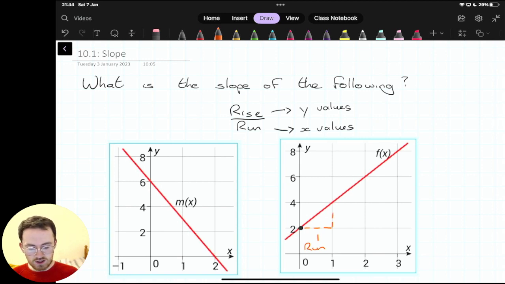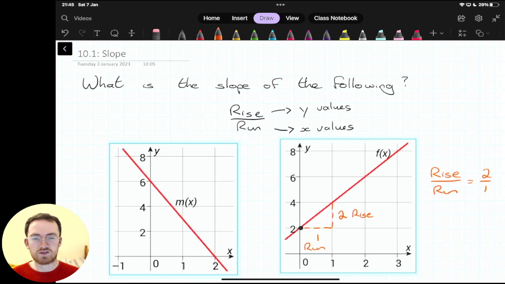So we draw our dotted line up, and we can see from the y-axis there that one of these squares actually has a value of 2. So my rise is going to be 2. So if we write it along the side here, my rise over run for this line is equal to 2 over 1, or just 2, whichever we prefer.